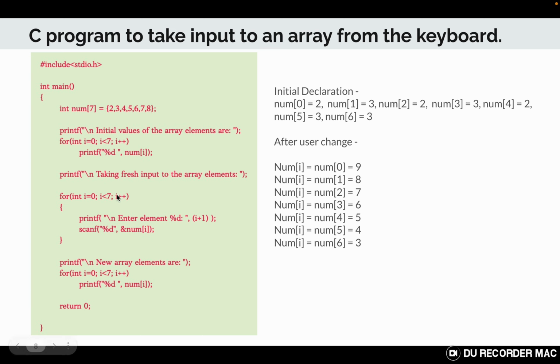If this for loop was not there, then what would have happened? Then the original array would have got printed. But since we have explicitly asked the user to enter the elements for each position in the array, when you print the array you get all the elements that the user has entered. This is what is expected from this program, where we take input from the keyboard and then display the new, fresh values. Okay, so I hope this program is clear.